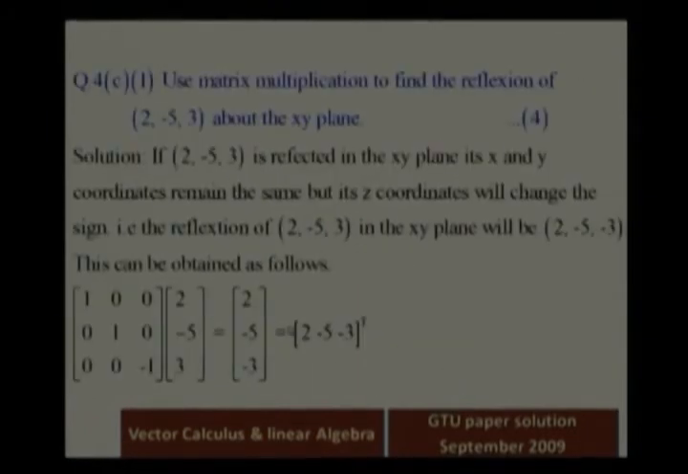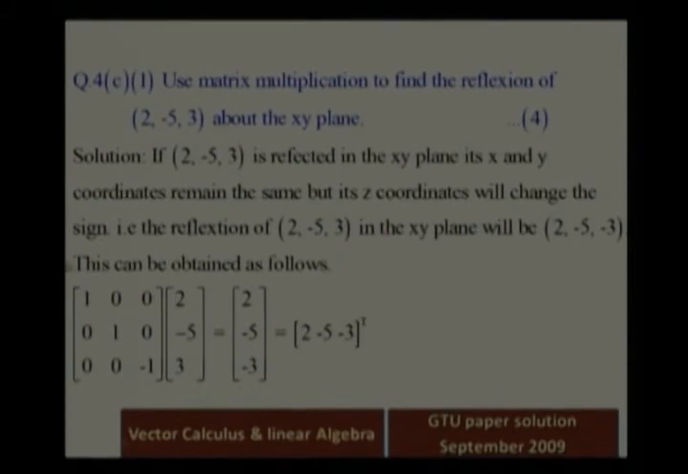Next question, question 4c. Use matrix multiplication to find the reflection of (2, -5, 3) about the xy plane. If (2, -5, 3) is reflected in the xy plane, its x and y coordinates remain the same, but its z coordinate will change sign. So the reflection of (2, -5, 3) in the xy plane will be (2, -5, -3).